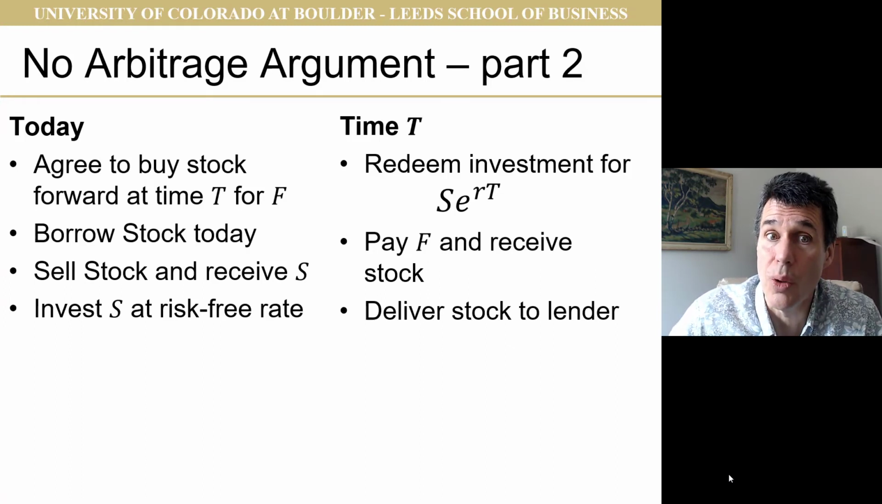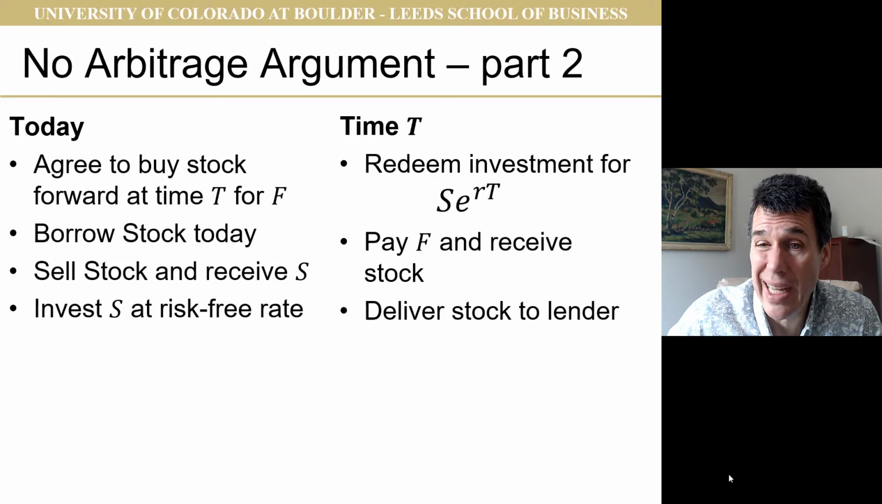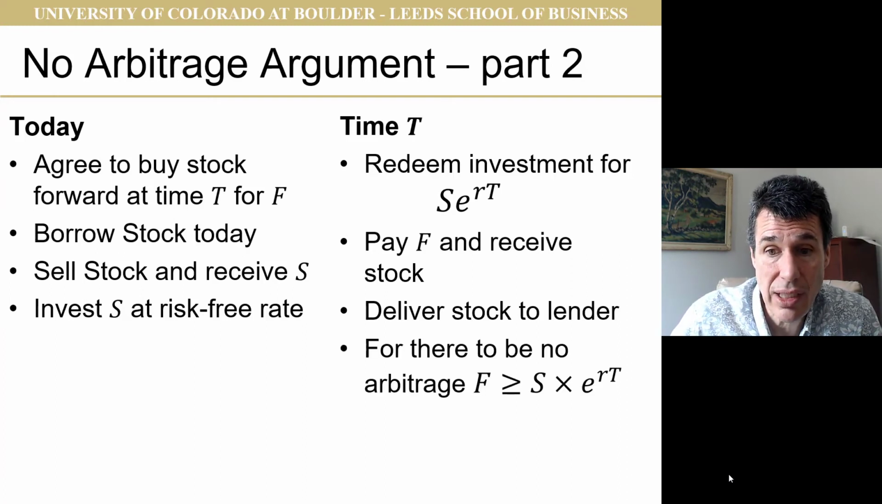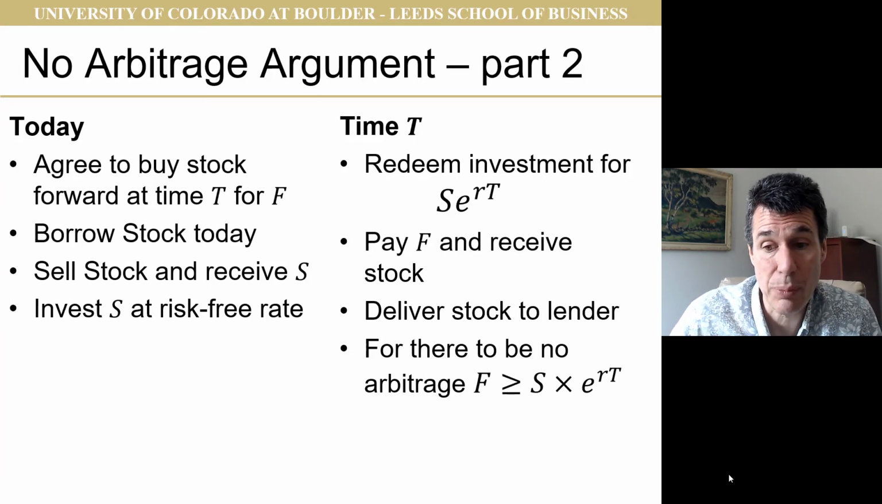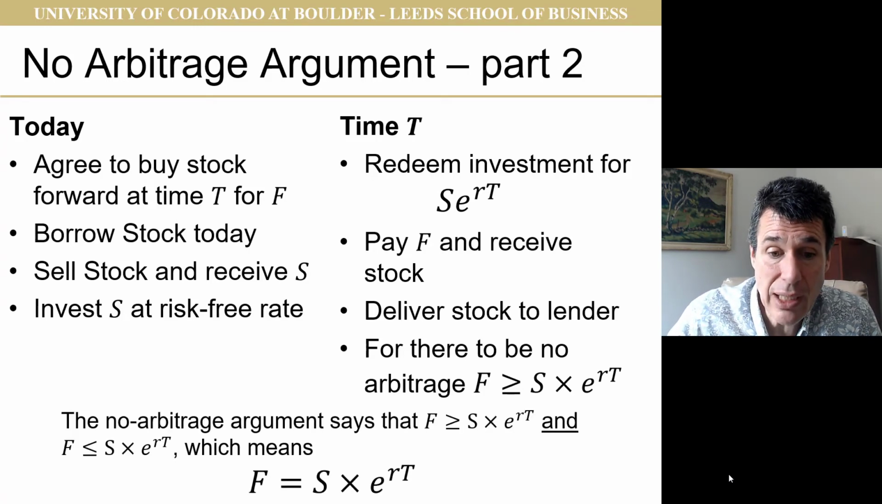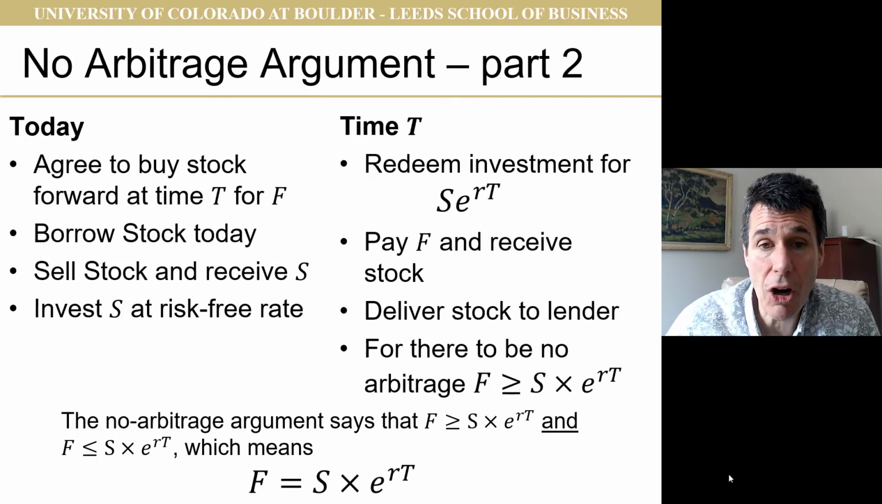Again, we're not allowed to have arbitrage, which means we can't make risk-free profits, which means that S e to the RT has to be less than or equal to F. The previous argument said that F is less than or equal to S e to the RT. This one says F is bigger than or equal to S e to the RT, which means that F has to be equal to S e to the RT. So we've just used arbitrage to find the fair forward price.